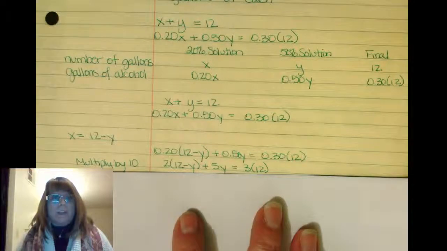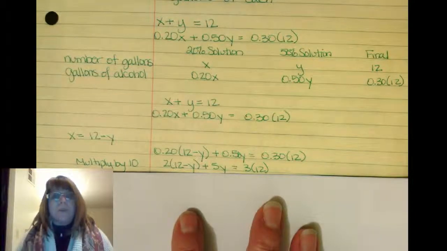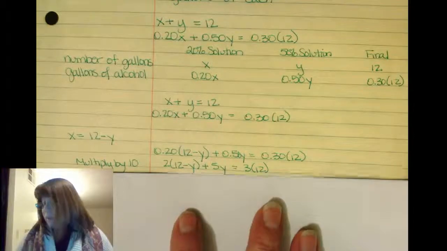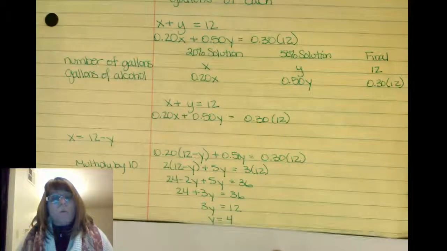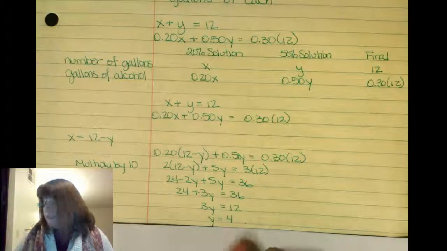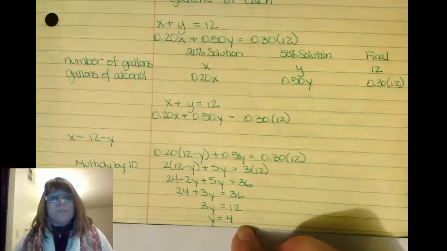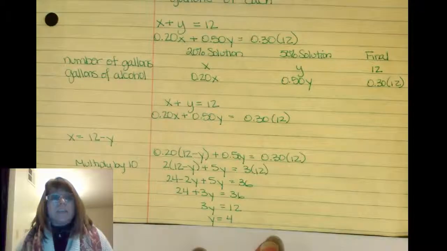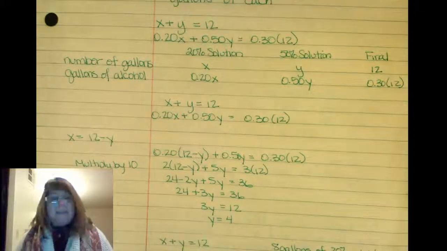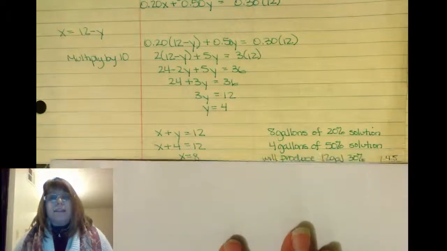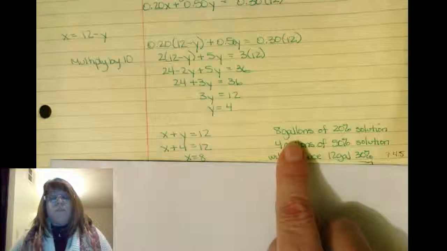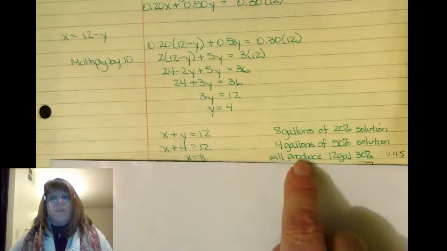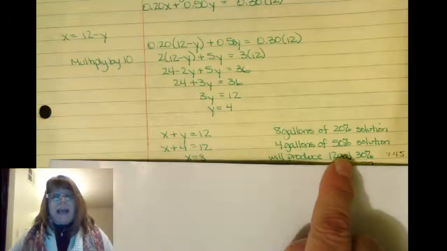Now I'm going to treat this as a regular problem, distribute where I need to, add like terms where I need to, ultimately solve for my variable. So I'll let you look over this problem, but ultimately Y will equal 4 gallons. So I need 4 gallons of the 50% solution. Well, I still have to figure out how much I need of the 20% solution. Well, X plus Y equals 12. So solve for X, and X equals 8. So I know 8 gallons of the 20% solution and 4 gallons of the 50% solution will give me 12 gallons of 30% alcohol.